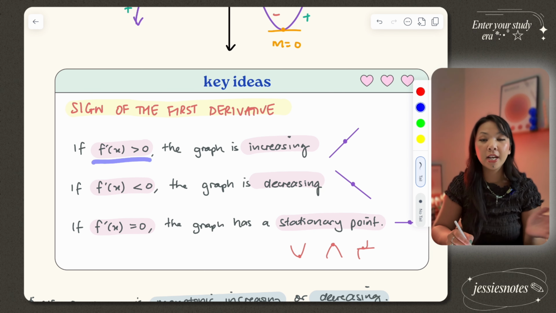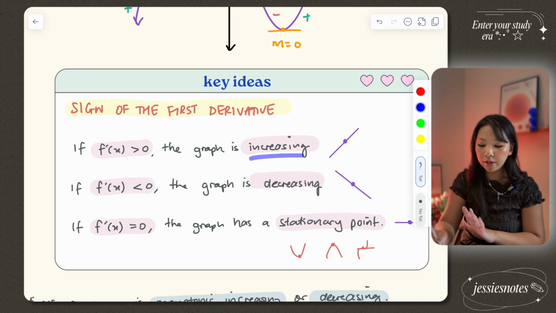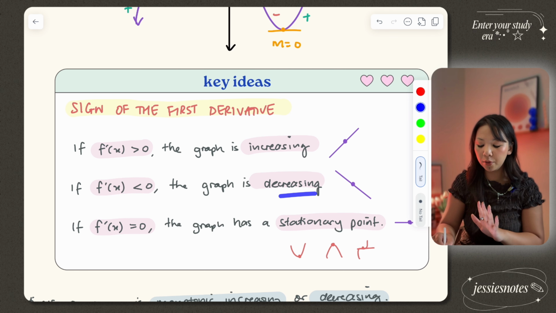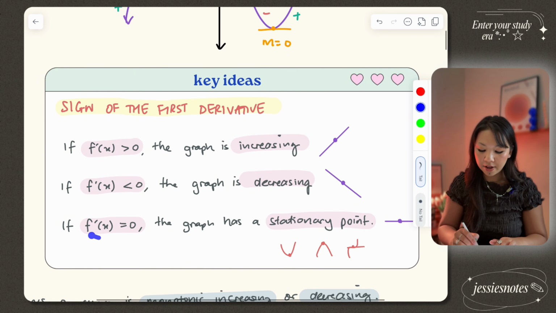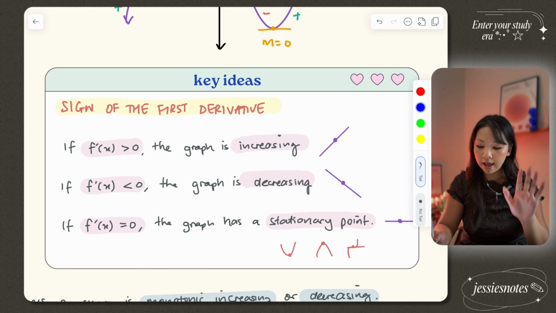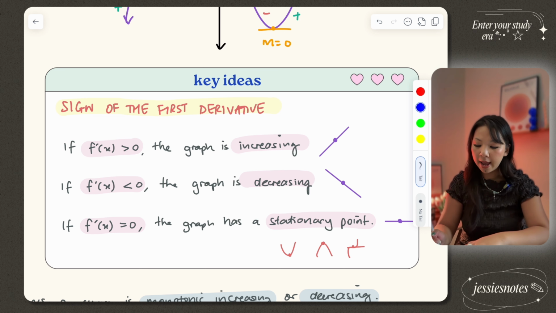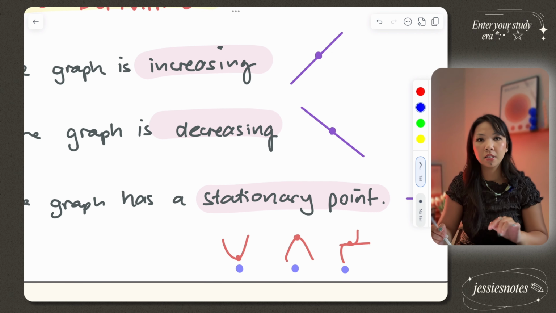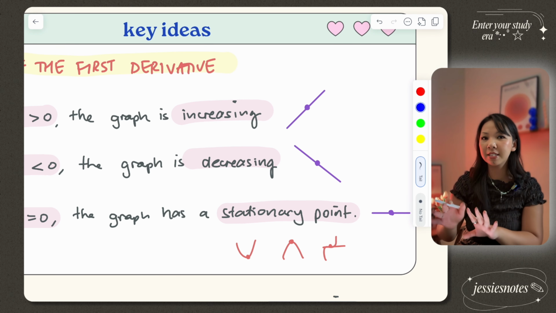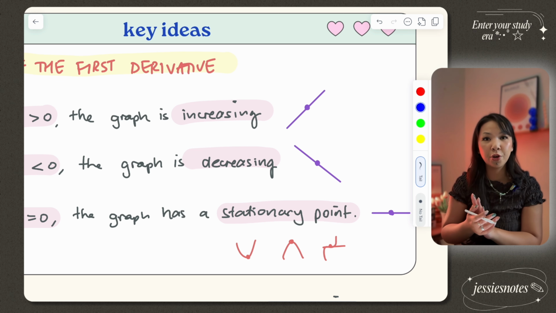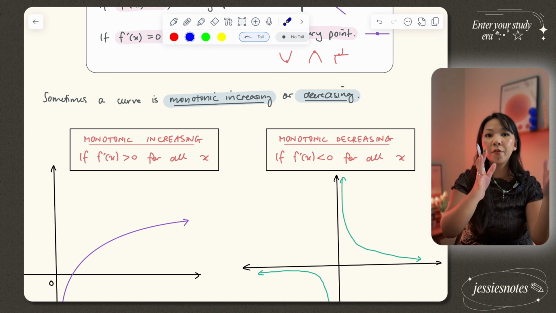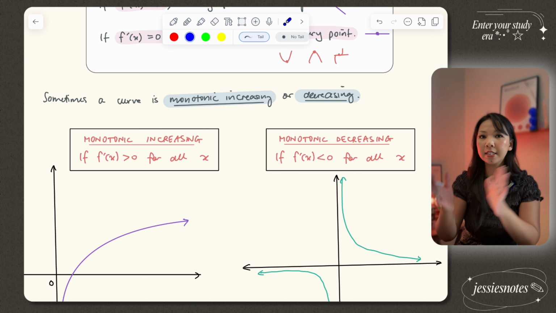So if f dash x is greater than 0, the graph is increasing, it looks like this. If f dash x is less than 0, the graph is decreasing, it looks like this. And if f dash x is equal to 0, the graph has a stationary point, which means that the gradient of the tangent is 0, and it could be one of these three options. If you want a deeper understanding, please watch the video on stationary points and how you can determine their nature.